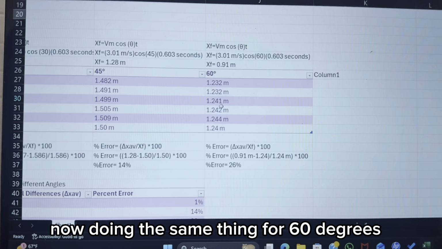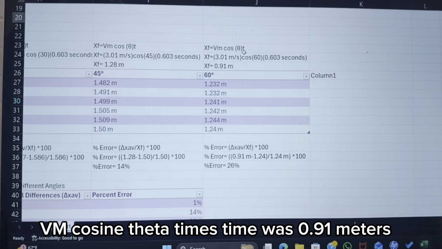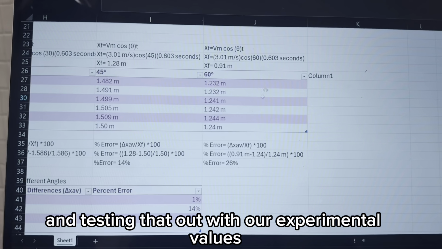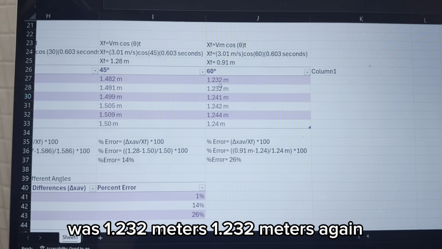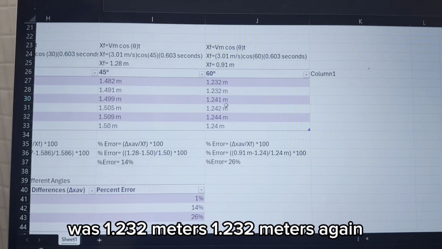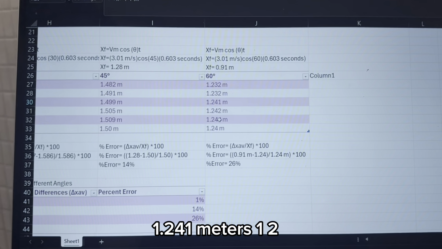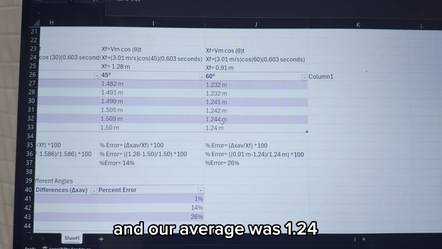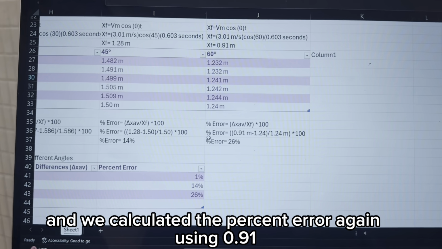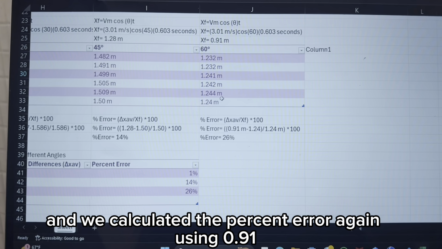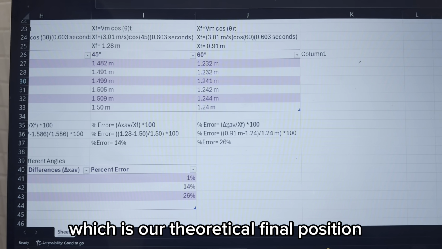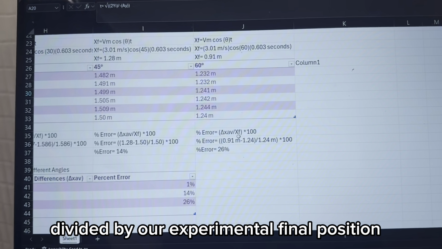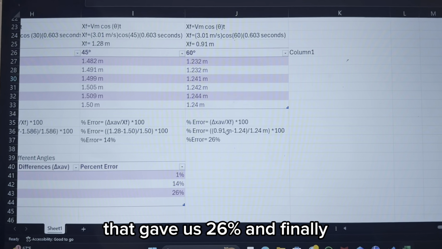Now doing the same thing for 60 degrees, Vm cosine theta times time was 0.91 meters, and testing that out with our experimental values was 1.232 meters, 1.232 meters again, 1.241 meters, 1.242 meters, and 1.244 meters, and our average was 1.24. And we calculated the percent error again using 0.91, which is our theoretical final position, minus our experimental final position divided by our experimental final position again times 100, and that gave us 26%.